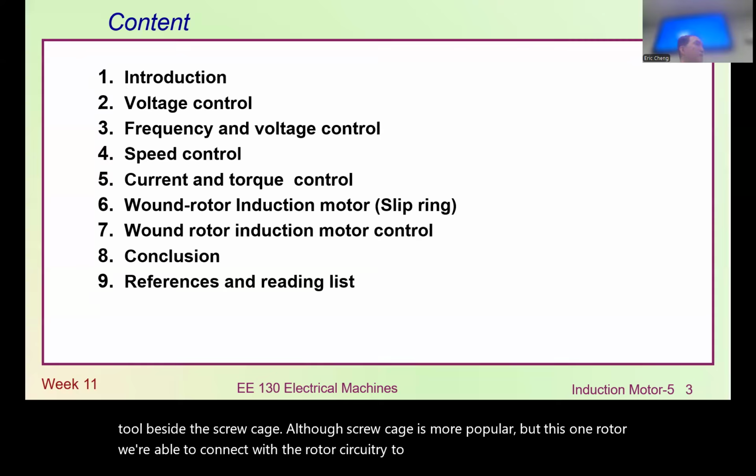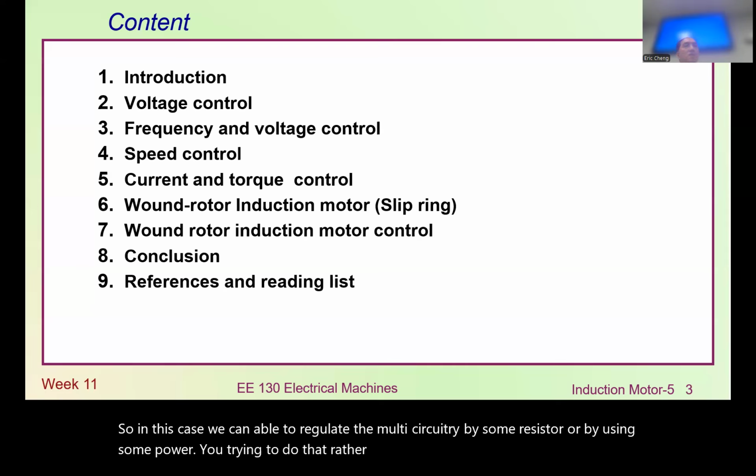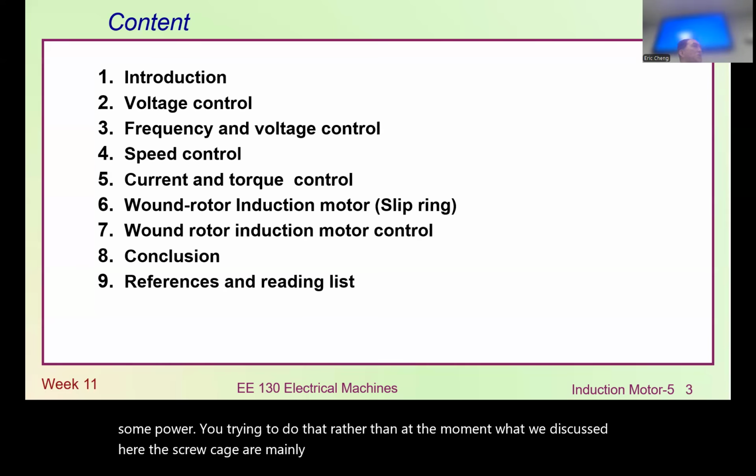system. So in this case, we are able to regulate the rotor circuitry by using a resistor or by using some power electronics to do that. Rather than, at the moment, what we discussed here, the squirrel cage is mainly a closed circuitry. We do not connect anything. Of course, squirrel cage is simpler and easier to control.